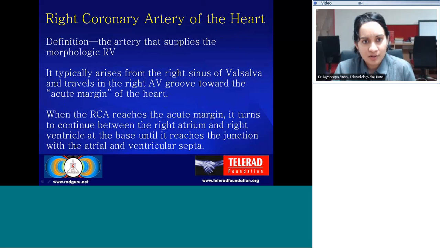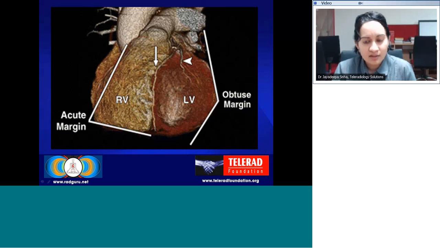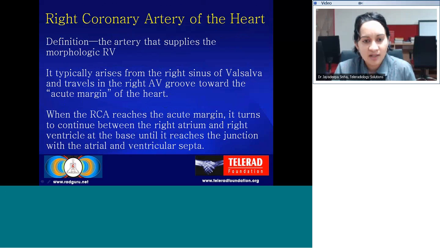Coming to the right coronary artery, it is the artery which supplies the morphologic right ventricle. It arises from the right sinus of Valsalva and travels in the right AV groove towards the acute margin of the heart. Now we need to be aware that while describing the coronary arterial anatomy, the right ventricle is said to have an acute margin, whereas the left ventricle has a smoother and rounded obtuse margin. So when the right coronary artery reaches the acute margin, it turns to continue between the right atrium and right ventricle at the base until it reaches the junction with the atrial and ventricular septa.